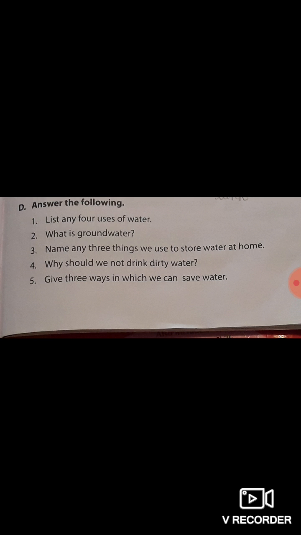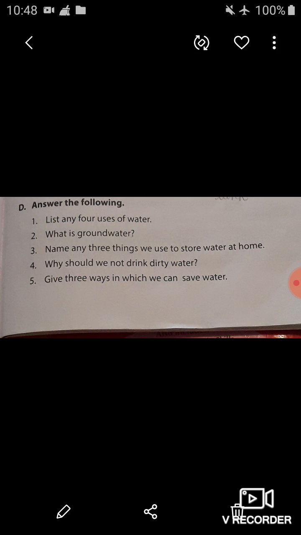Now let's come to question number 2. What is groundwater? So my dear students, in the explanation of this chapter I already explained to you about groundwater. So the definition for groundwater is: the rainwater that seeps into the ground is known as groundwater.